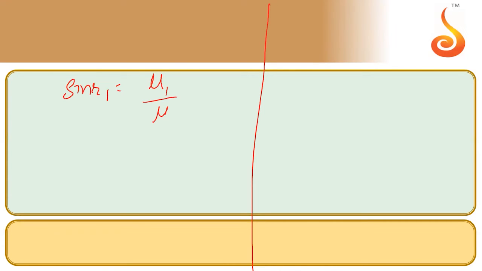We ended up getting, after doing whatever maths I wrote on the screen for you, sine r1 equal to mu1 divided by mu2. Do you all agree with this at least? Sine r1 came mu1 divided by mu2. Yes, no, at least that much I am asking you, even from people who have not got the answer.